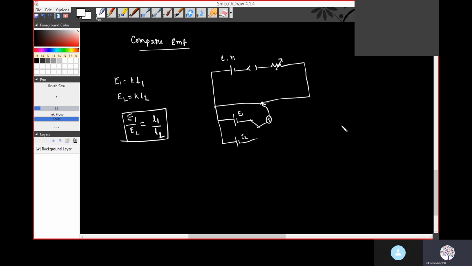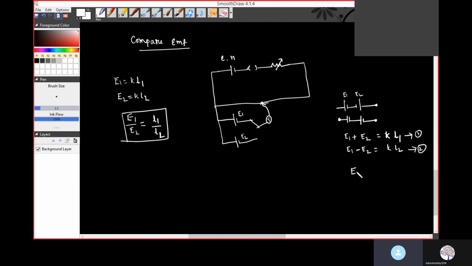Now, the other way you can do is connect both of them in series. First you connect both in series and find out the balancing length. Then E1 plus E2 is equal to K into L1. Then you connect them oppositely. If you connect oppositely, then E1 minus E2 is equal to K L2. Then equation 1 by 2 will give us (E1 plus E2) by (E1 minus E2) is equal to L1 by L2.